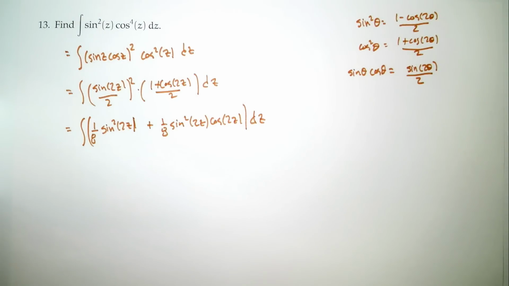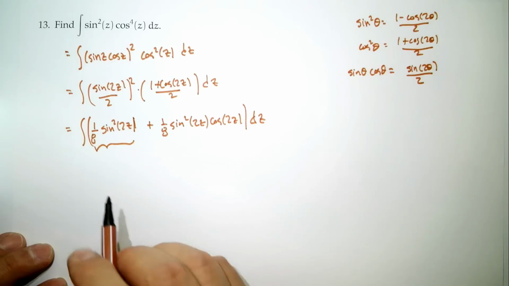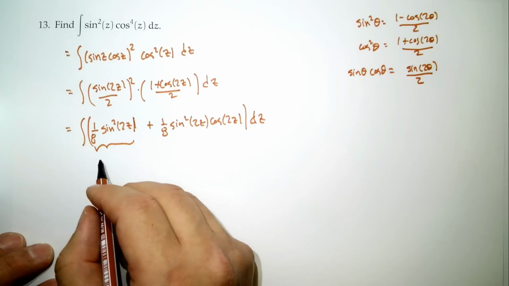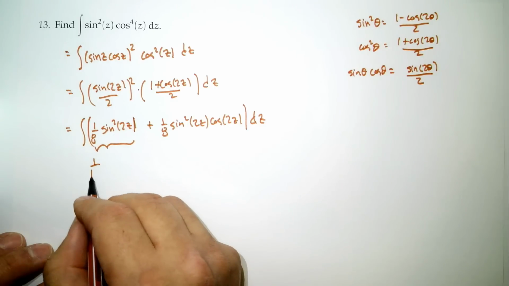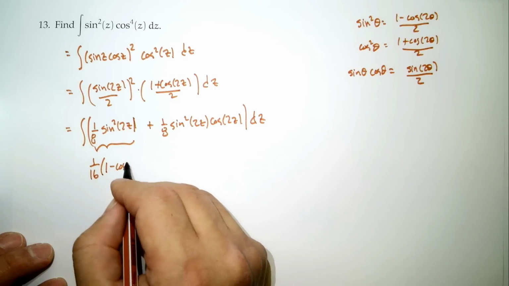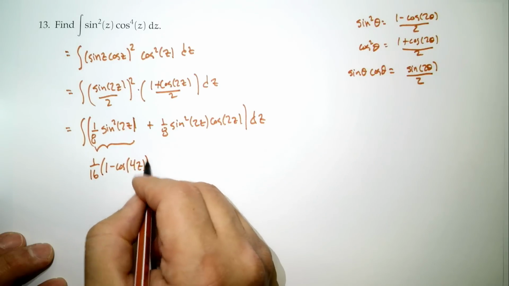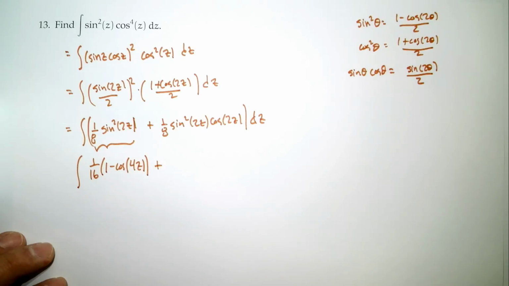Now, let's talk about the two terms. What can we do with this first one? 1/8 sine squared of 2z. Power reduction again. So, that's going to become 1/16 times 1 minus cosine, and then double 2z makes 4z. Okay, that's the first term. The second term, well, you're probably thinking, how do we do that? What's the right power reduction for the second term? The sine squared of 2z times cosine 2z.